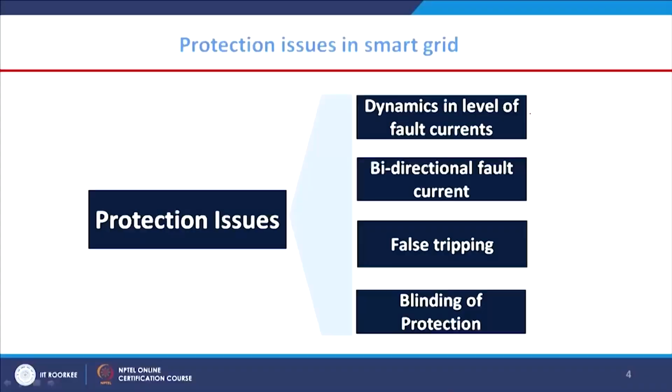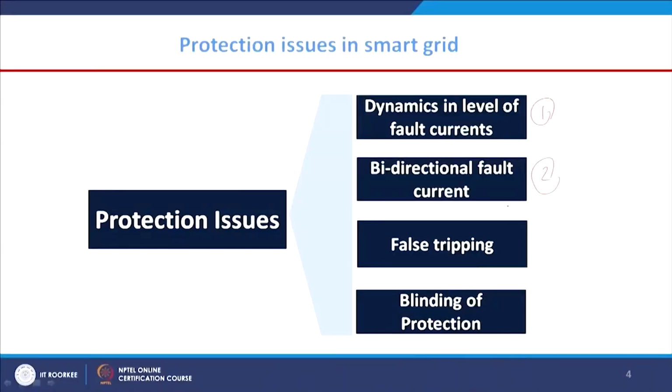These are the issues you can see. The first issue is the dynamics in the level of fault currents. We will discuss them one by one in the subsequent PPTs. The second is the bidirectional fault current, the third is fault stripping, and the fourth is blinding of protection. These are the protection issues as far as the microgrid is concerned. If we integrate solar based DGs, or a wind system, or synchronous based DGs like small hydro power plants, into our distribution network, then how is the protection system going to be affected?